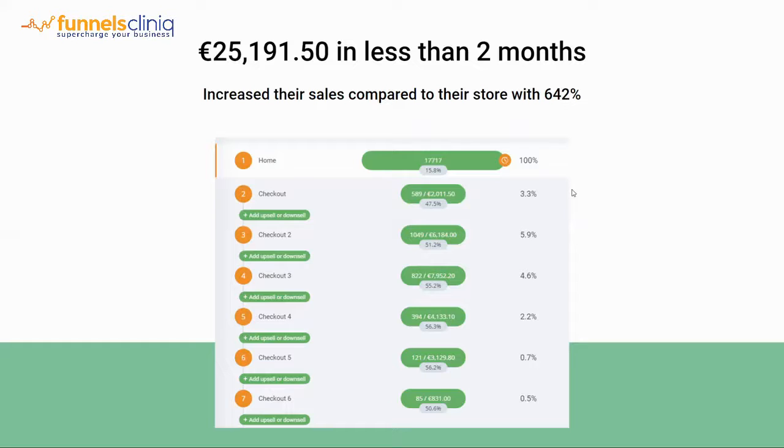Here are some examples of people actually making quite amazing results with the funnels. In this case, we have a customer of ours who made more than 25,000 euros in less than 2 months selling a product with their sales funnels. And as you can see, they increased their orders by more than 600% by switching to funnels, because everything is really focused and they can fully customize the flow of the users, so they can capture as much of the sales by giving enough information for the completion of the sale.